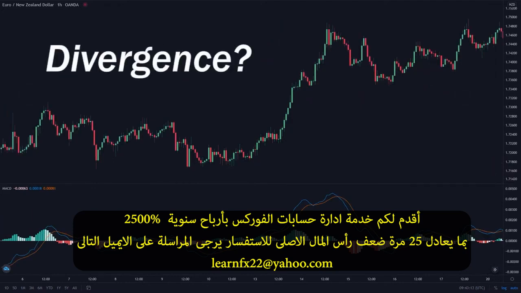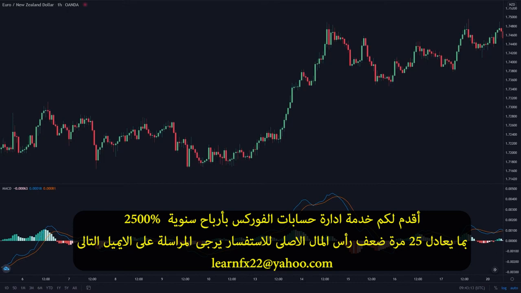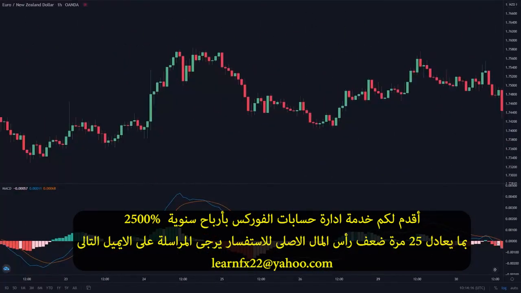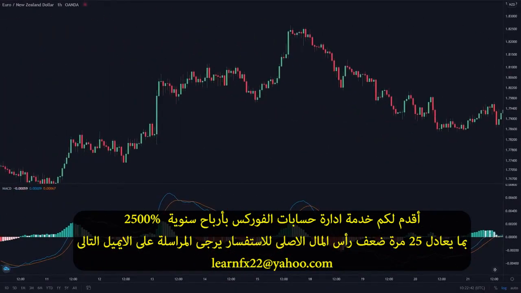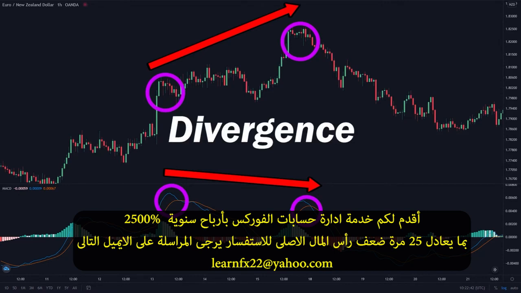First of all, what is a divergence? So we all know that the MACD is an indicator that is based on trend and momentum. Usually, when a price is on an uptrend and has a strong momentum, the MACD is also heading in an upwards direction. And when the price is on a downtrend while having a strong downwards momentum, the MACD is also heading downwards. But there are instances where the price is indicating an uptrend and forming higher highs, however, the indicator is actually heading downwards and forming lower lows instead. This is called a divergence.